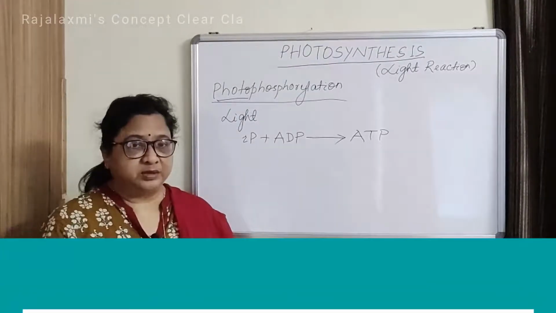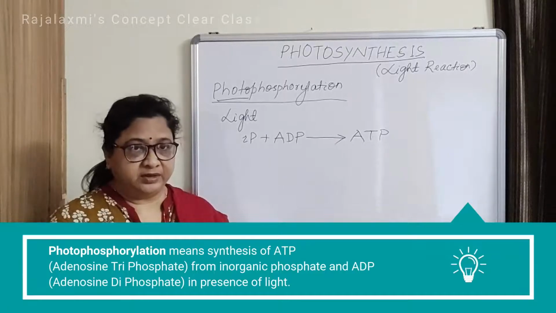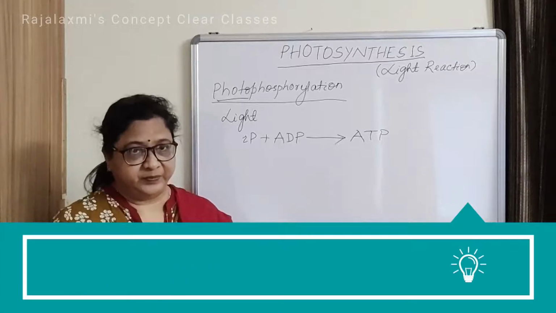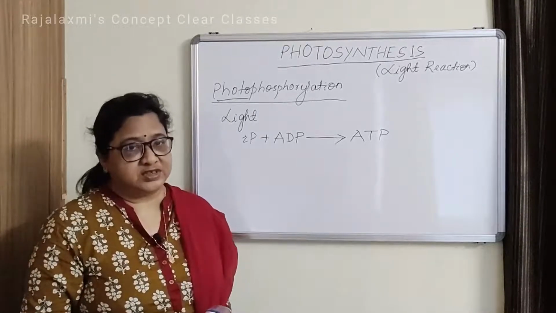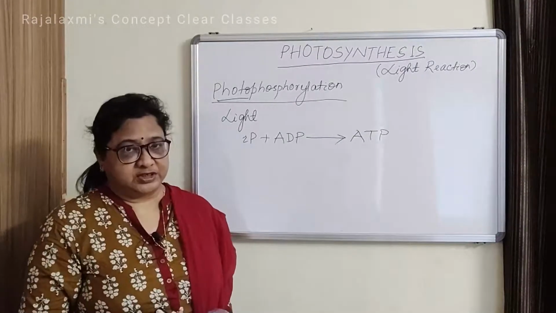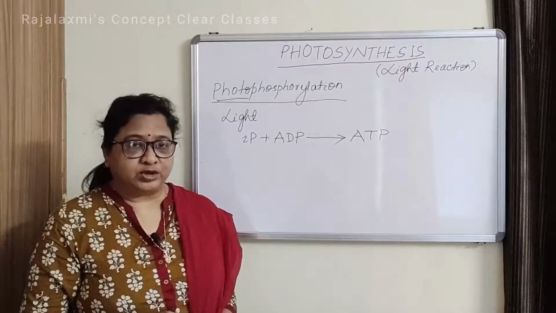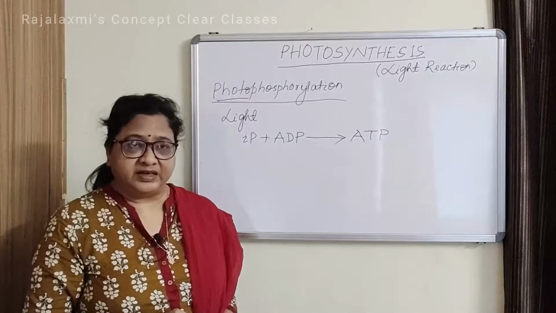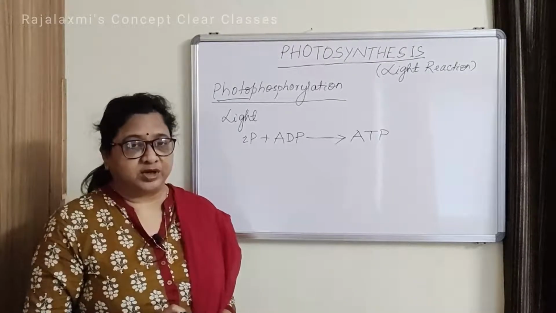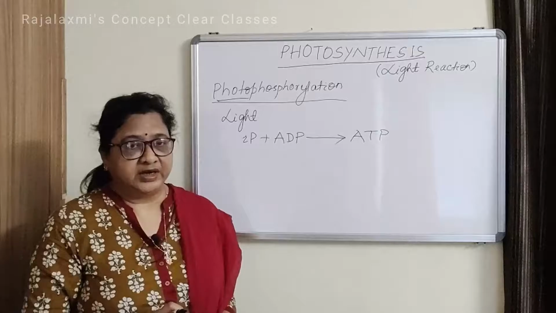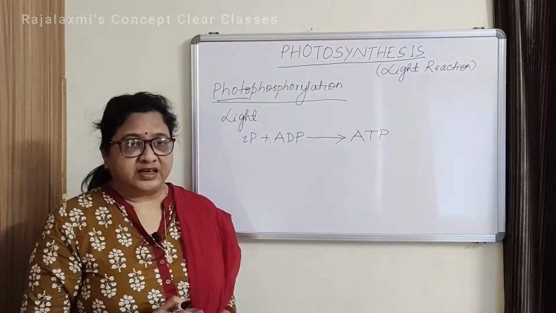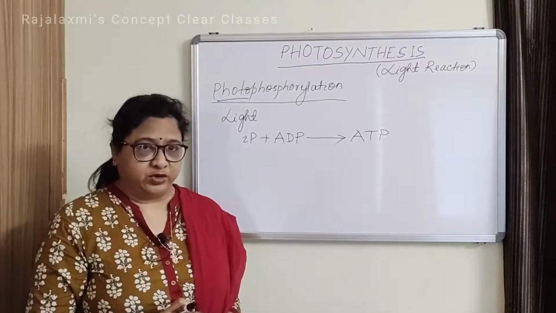So photophosphorylation means synthesis of ATP from ADP and inorganic phosphate in presence of light. This is the actual process of light reaction of photosynthesis. During this process, photosystem 1 and photosystem 2 absorb light energy, and this energy is utilized in the formation of ATP from ADP and inorganic phosphate. For this, an electron transport chain is required.